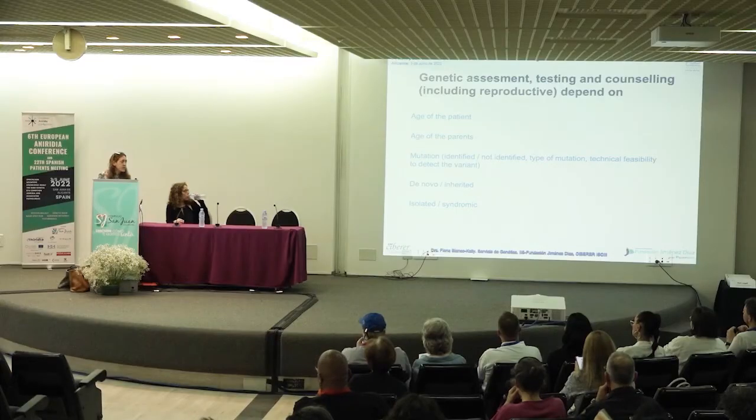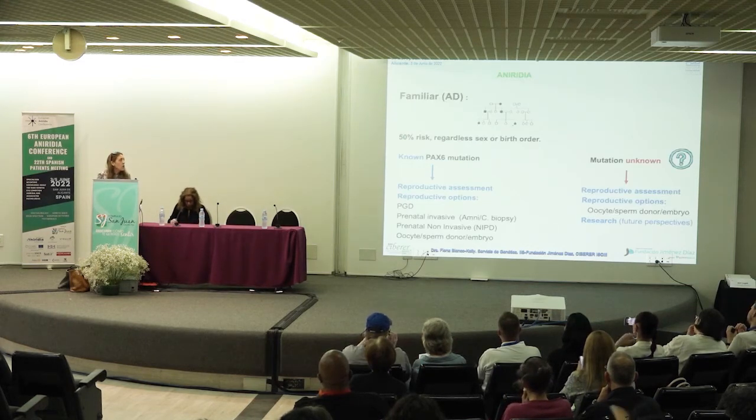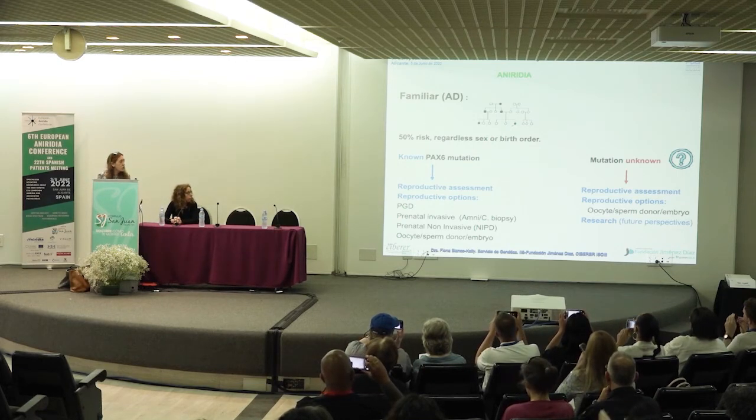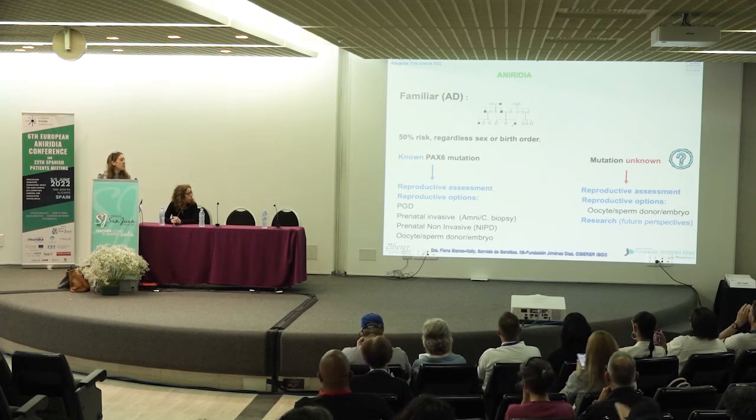Also, it's very important whether it's de novo or inherited, and whether it leads to an isolated phenotype or a syndromic phenotype. We all know that familial aniridia is an autosomal dominant condition. So that means that the affected person has a 50% risk of passing the genetic alteration and therefore the clinical aniridia.